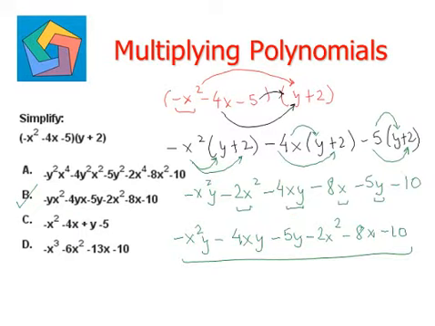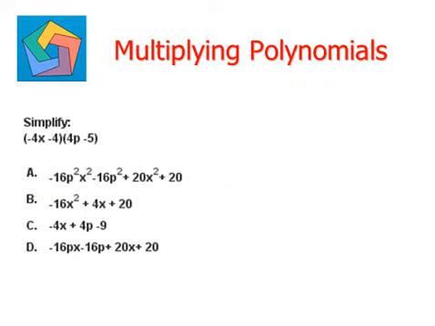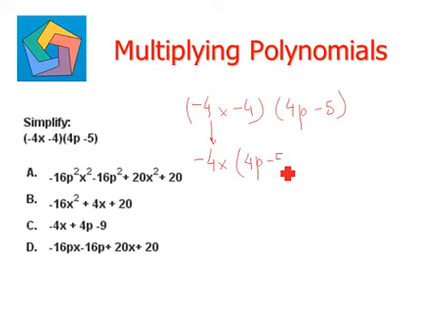Let's try some more examples. Here we are given negative 4x minus 4 times 4p minus 5. Again the same rule. The first term of the first parentheses is written with the second parentheses all together. Then negative 4, that is the second term, and then the next parentheses. So now we do this.